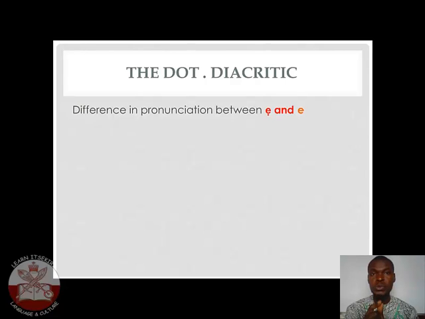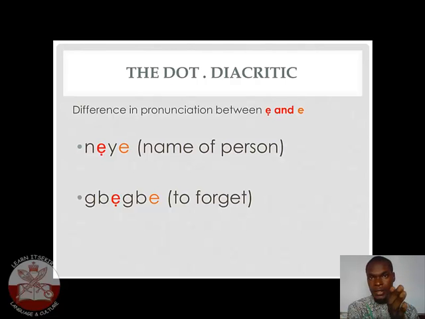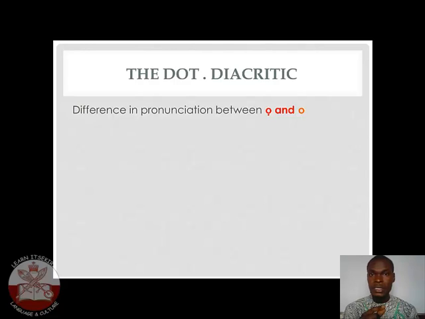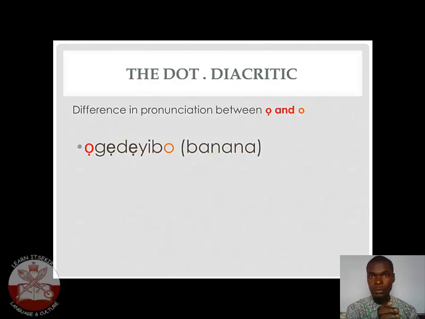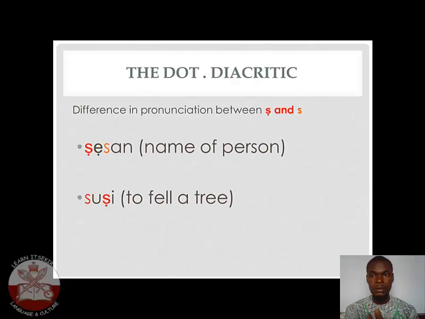Notice the difference in pronunciation between e and e in the following words. Ne, ye, be, be. Notice the difference in pronunciation between o and o. O, gedei, bo. And in another example, o, lo, de. And now the difference in pronunciation between sh and s. All right? She, san. Su, she.